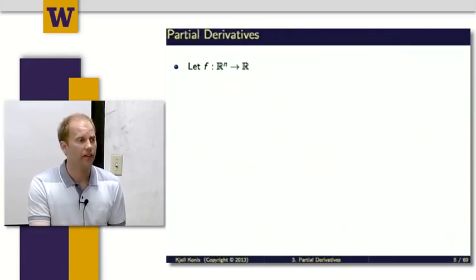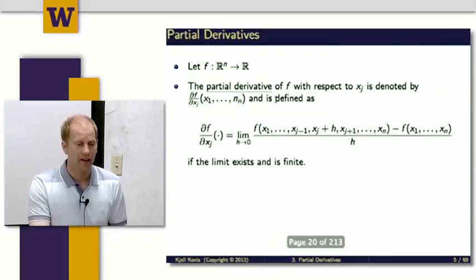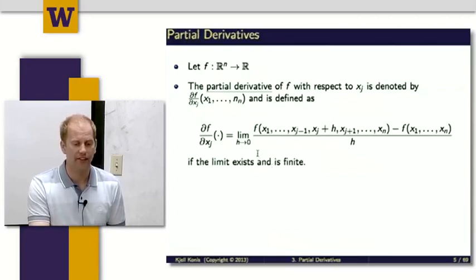So in order to take a derivative of a function of several variables, we have to define a new concept called a partial derivative. So I have a function from Rn into R, and the partial derivative of f with respect to the jth input, I'm going to denote as partial of f with respect to xj, and that's also going to be a function of n variables. And we're going to define the partial derivative to be this limit on the right-hand side.